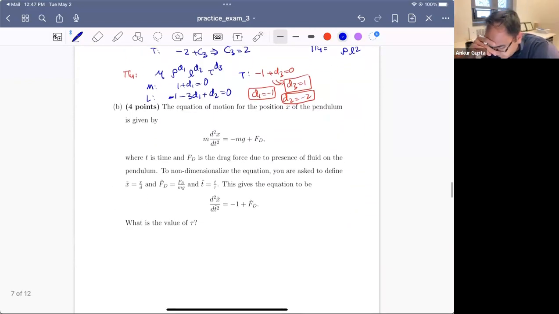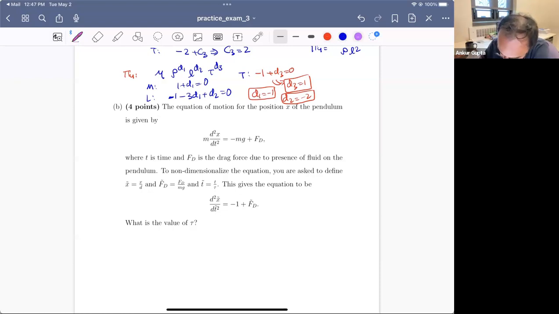Now the question says the equation of motion for the position X of the pendulum is given by this. So there's some position X equation we have been given. To non-dimensionalize, we are asked to define these numbers. Fd is equal to this, t is equal to d by tau. So the main question here is, what's the value of tau?